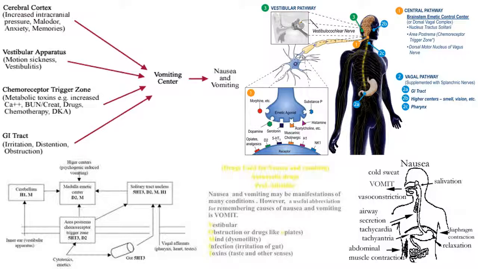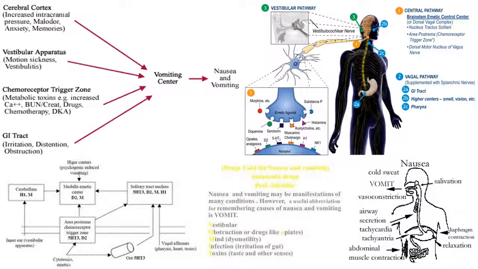So nausea and vomiting may be manifestations of many conditions. However, a useful abbreviation for remembering causes of nausea and vomiting is VOMIT. V for vestibular, O for obstruction or drugs like opiates, M for mind, dysmotility, I for infection, irritation of gut, T for toxins, taste and other senses. So remember, VOMIT stands for vestibular, obstruction or opiates, mind, dysmotility, infection, irritation of gut, toxins, taste and other senses.